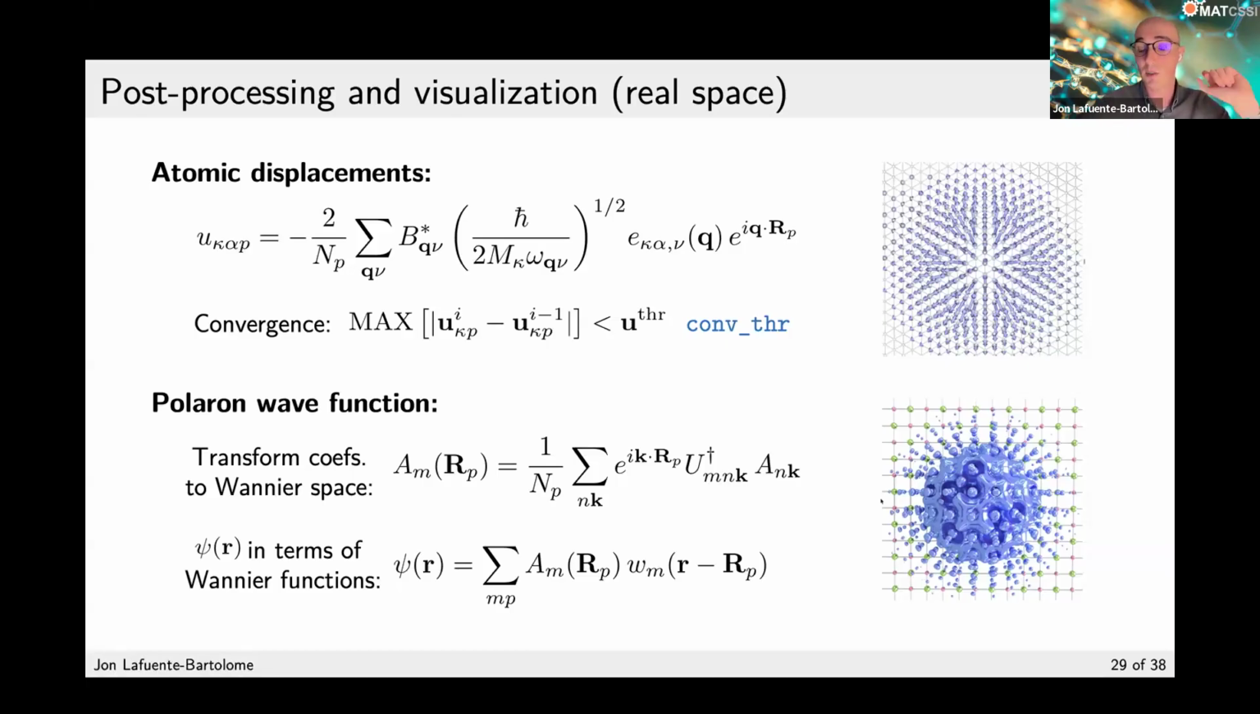Now, for the polaron wave function, one can also use the expansion in reciprocal space and represent it as a linear combination of Bloch wave functions. But it turns out that it's much more convenient to use the Wannier expansion of the polaron wave function. That means representing the polaron wave function as a linear combination of Wannier functions that are shown here by the W. And these are the same Wannier functions that Xavier was mentioning before. And for that, one only needs to transform the A_nk coefficients that we obtain in EPW to the Wannier coefficients. And from there, one can obtain the polaron wave function.